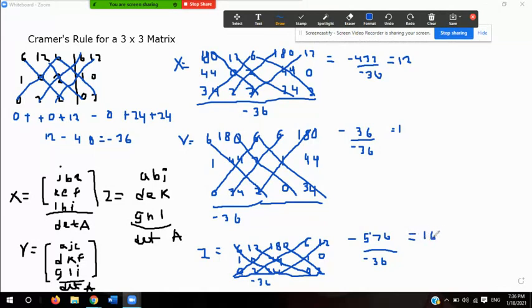So our answer for this exercise would be 12, 1, and 16, which states that the atomic weight of carbon, hydrogen, and oxygen are 12, 1, and 16, respectively.